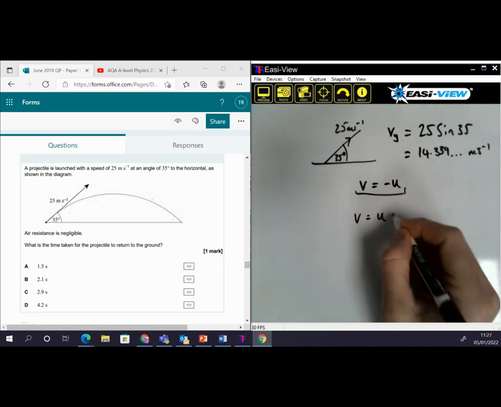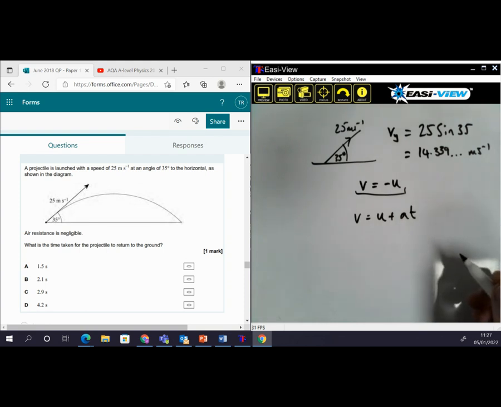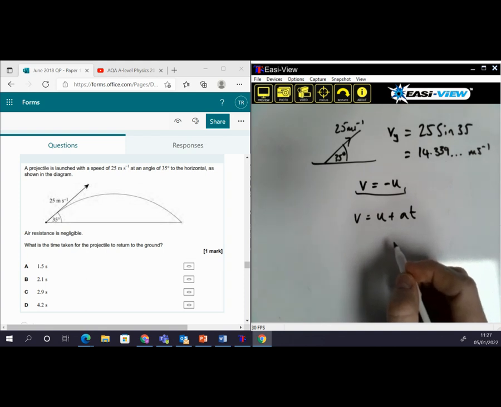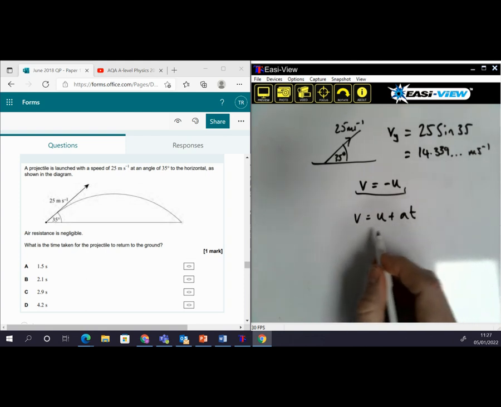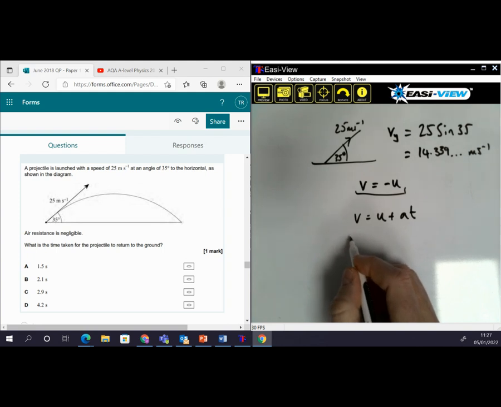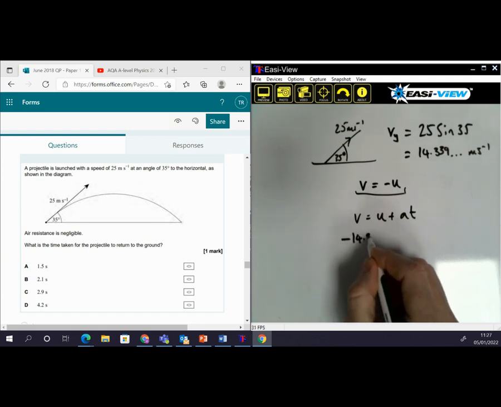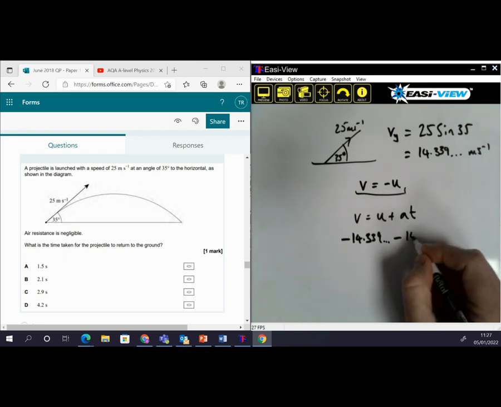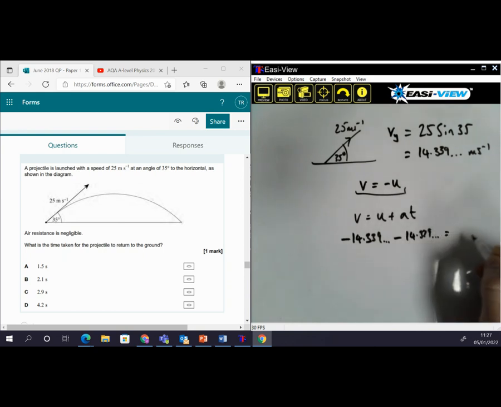So v equals u plus at, I can use. I know a because it's on planet Earth, so I can use 9.8 for a. So we've got when is v negative u, and I'm trying to find t here. So the final speed v is negative 14.339, etc. And then I can move the u to the other side, and I get negative 14.339, etc. is equal to negative, because I'm taking downwards to be negative, 9.81 multiplied by the time.